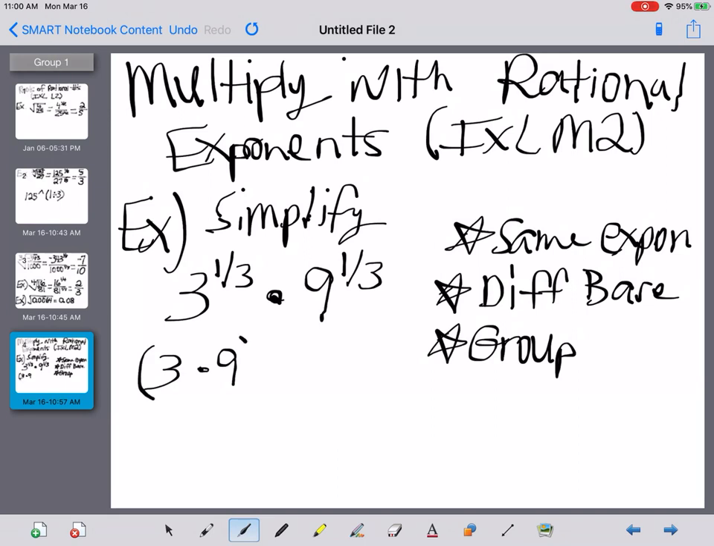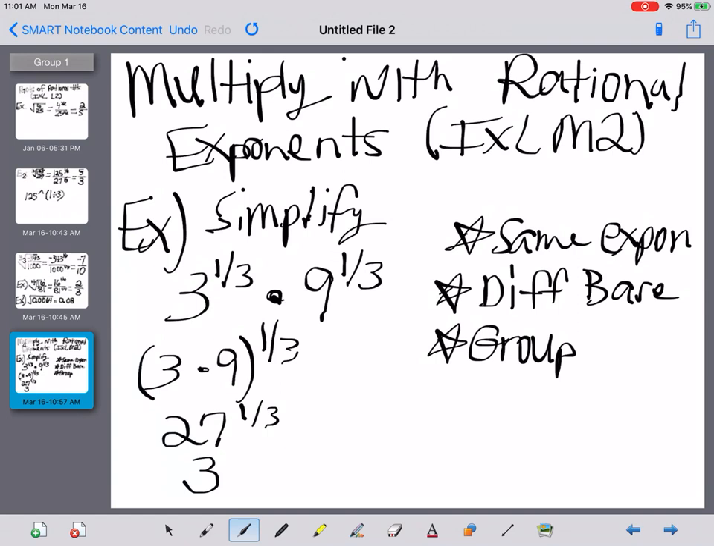So I have 3 times 9. I'm grouping them in a parenthesis. And then all that's going to be to the 1/3 power. So that's going to be 27 to the 1/3. And 27 to the 1/3, if you need help with that, check the previous video on L2. But that should be 3 because the cube root of 27 is 3. It is a perfect cube.